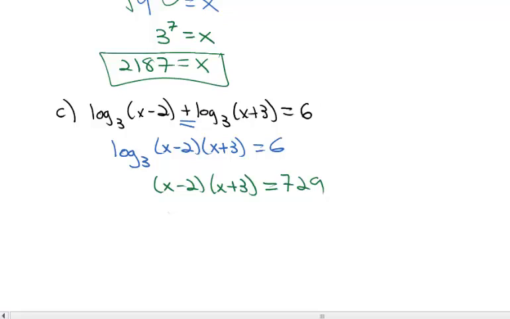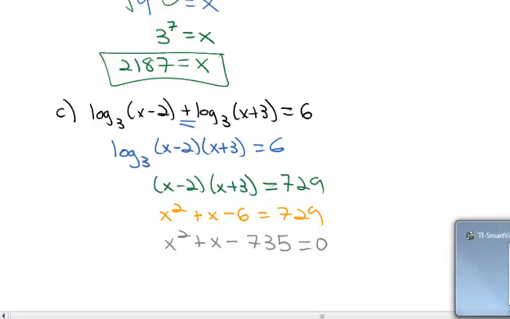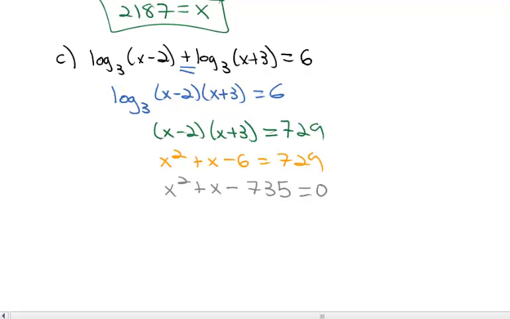And then we can solve this like we did back in Algebra 2, x squared plus x minus 6 when we FOIL equals 729. Subtract 729 from both sides, and we get x squared plus x minus 735 equals 0. And then we could solve from here. Probably not going to be able to factor. It's going to be something ugly. We're going to have to use the quadratic formula.